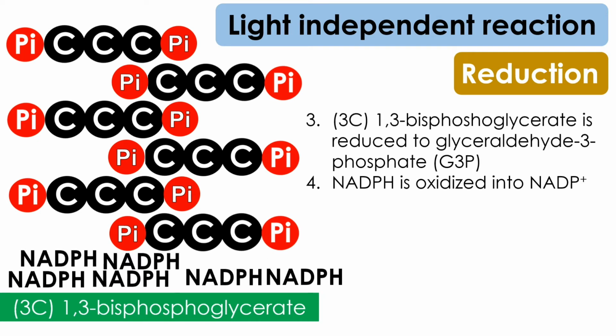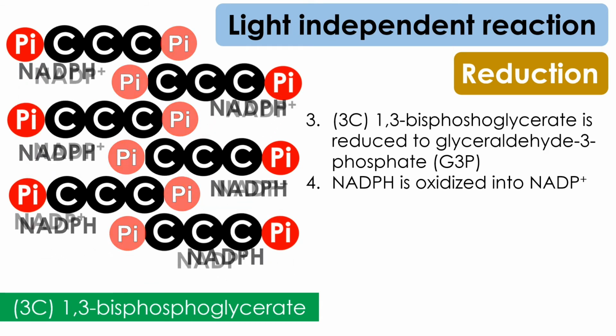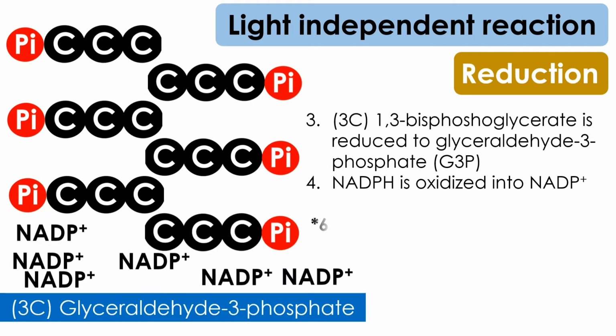Next, 1,3-bisphosphoglycerate will be reduced into glyceraldehyde 3-phosphate, or G3P. The reduction is done by a reducing agent called NADPH. A total of 6 NADPH was used to reduce 6 molecules of 1,3-bisphosphoglycerate into 6 G3P. NADPH is then oxidized to NADP+ and H+.